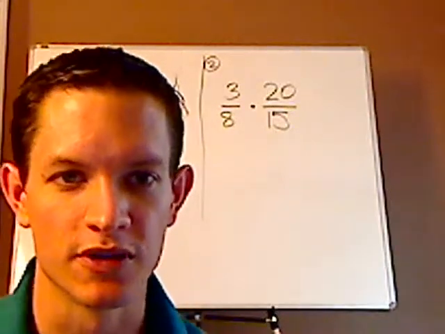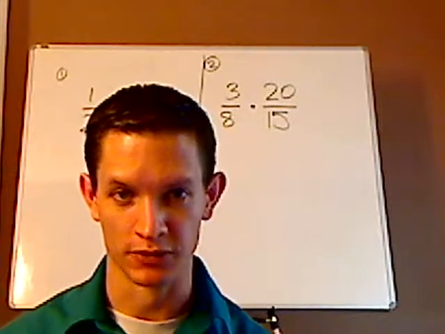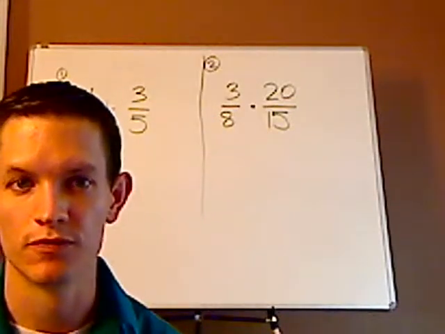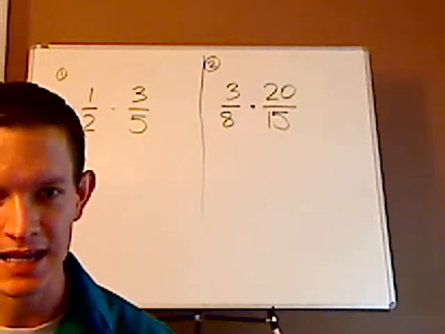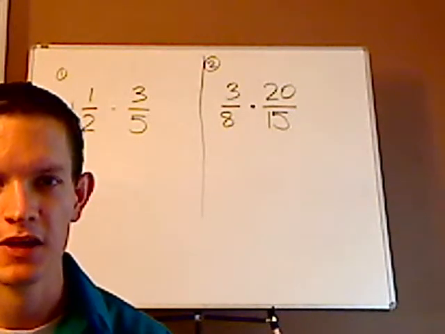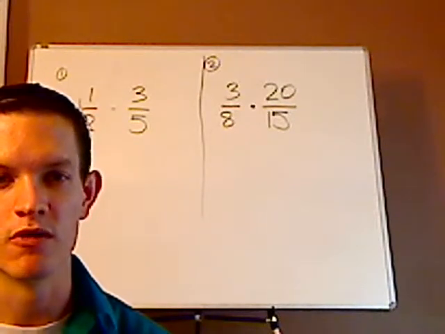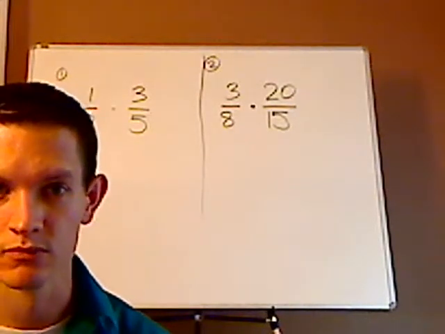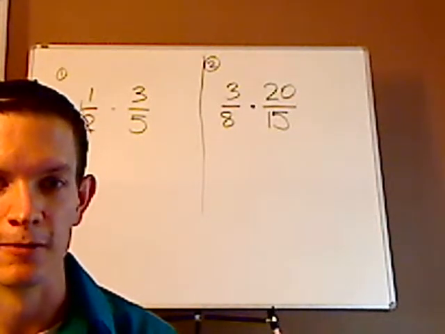I put two examples on the board. The raised dot is another way of saying multiplication. So let me read the problems to you. The first one is 1/2 times 3 over 5. The second one is 3/8 times 20 over 15. So if you would, pause the video and see if you can try these ones on your own.